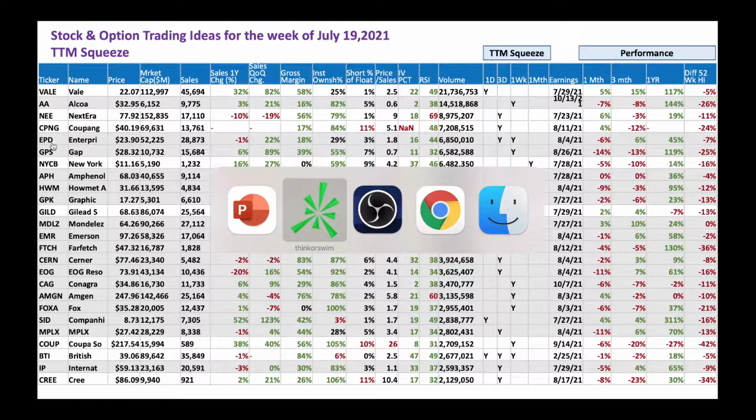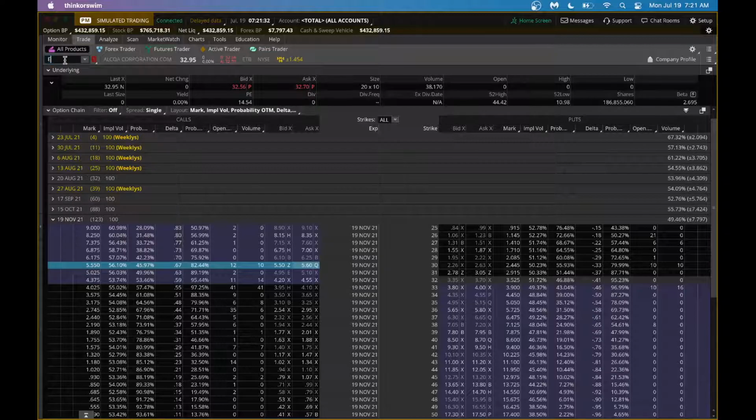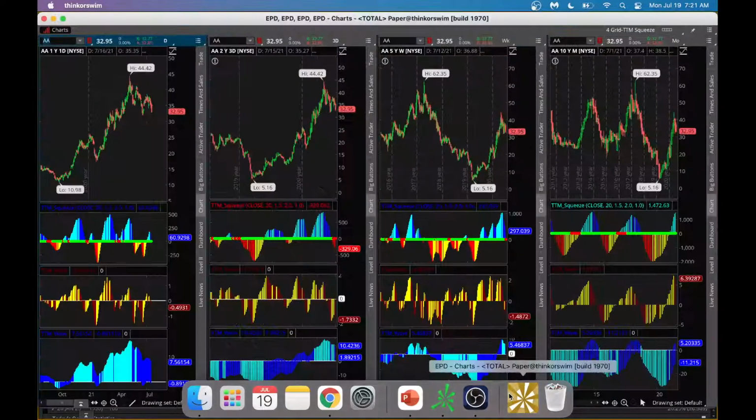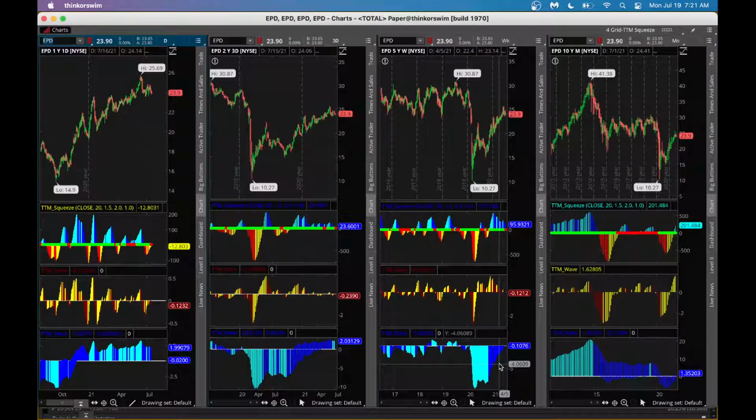It's again a good stock. If you look at EPD, first, let's go to John Carter's squeeze chart here. So as we look through the EPD here, we got a 1 day, 1 year chart here. There is a compression here, a red dot forming. As you scan through, the shorter term A wave is below zero. Longer term C wave is above zero.